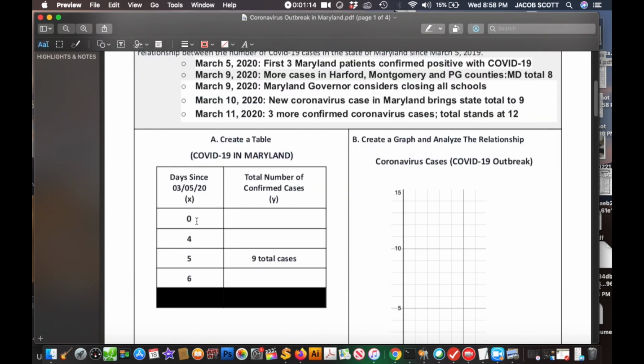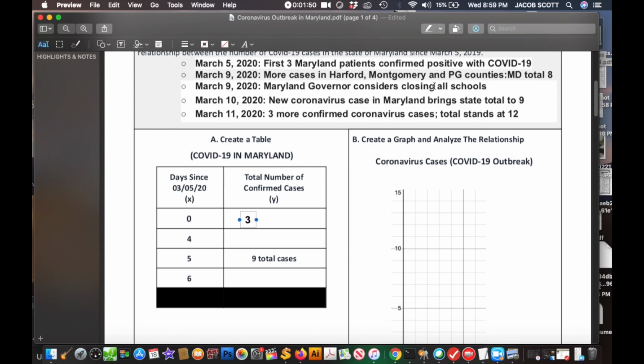Day 0 is actually March the 5th. On March the 5th, those are the first 3 confirmed cases of COVID-19 virus. So on March 5th, which is day 0, there were a total of 3 confirmed cases. Then 4 days later, which is March 9th, we had a couple of cases in Hartford. We had some cases in Montgomery County and PG County, which brought the total to 8.